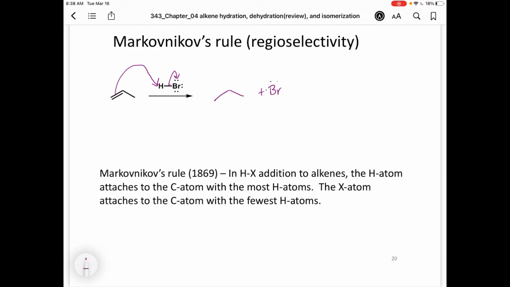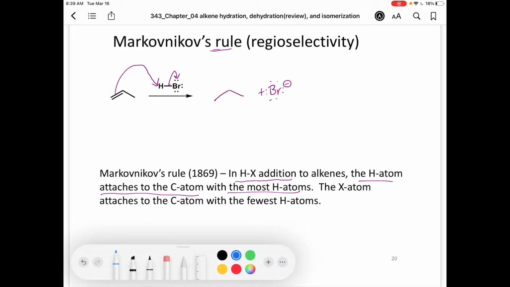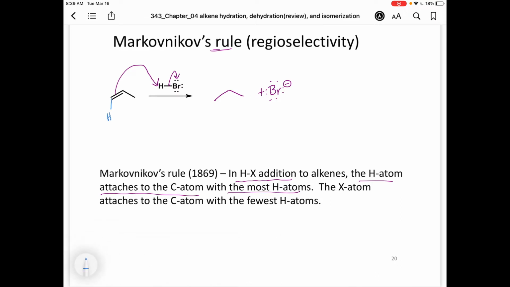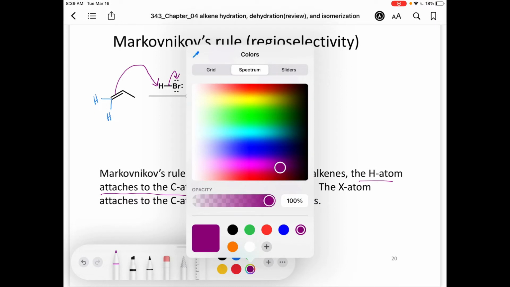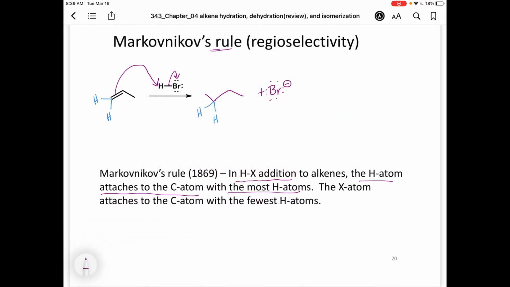Now, where we place that proton is where Markovnikov's rule comes in, and it's really just a rule and doesn't really explain why. But it says when you have HX addition to alkenes, the hydrogen attaches to the carbon with the most hydrogen atoms. The carbon on this double bond that has the most hydrogen atoms is here. So we're going to add our hydrogen right here. That gives us this secondary carbocation.